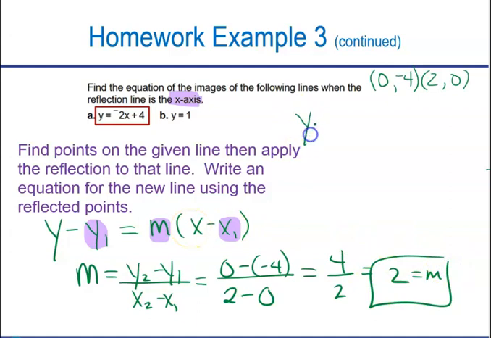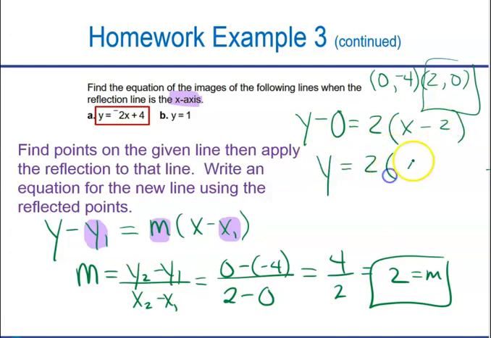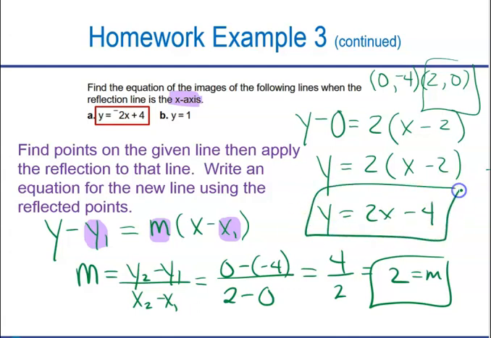And then here I go, y minus y1. Let's use the second point, it'll be easier. Y minus 0 equals, my slope is 2, times x minus 2. That gives me y equals 2 times x minus 2. Distribute the 2, y is equal to 2x minus 4. That is the equation of the image line. Okay, so find the equation of the image. So this is the image equation, and this is the original equation.